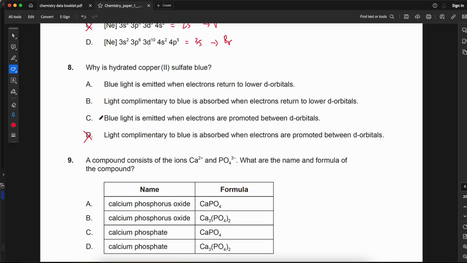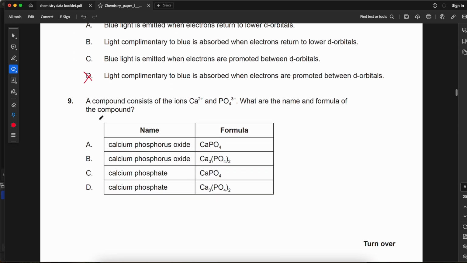And for C, it suggests that blue light is emitted during the process of electron promotion between d orbitals. However, in hydrated copper 2 sulfate the color is not due to emitted light but absorbed light. And for D, it is absorbed. That's why the answer is D.